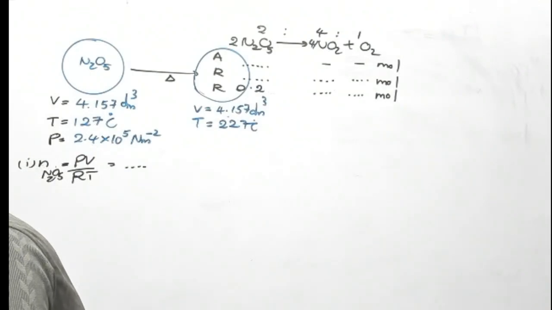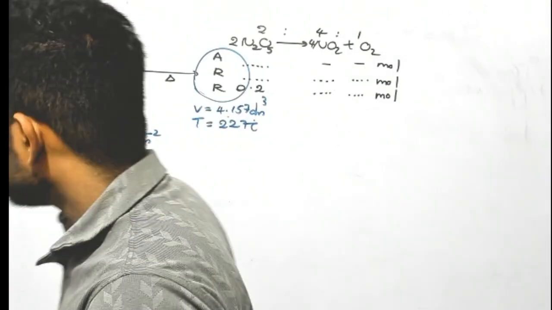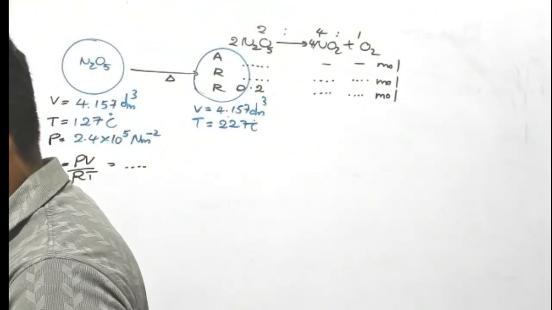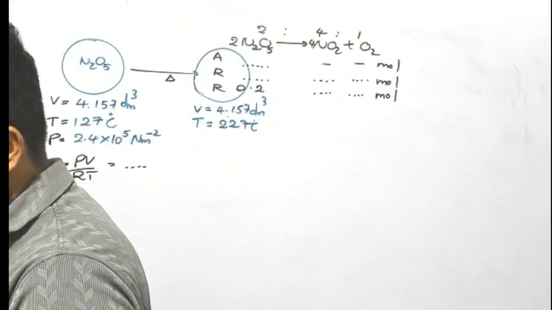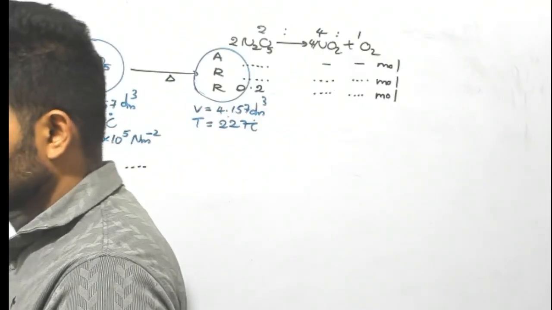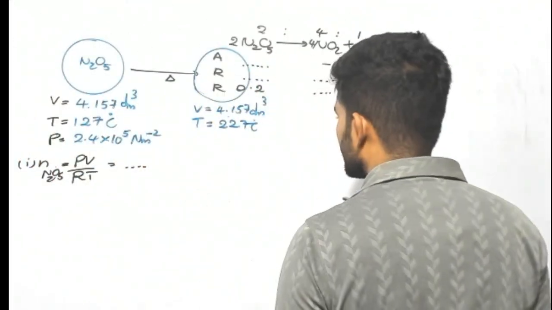Right, then find the moles of N2O5. Like I said, we need to apply PV equal nRT for that one. And find the total moles of gases present at 227 Celsius after decomposition is complete. For that, I think we need the number of moles of N2O5. Let's go to the marking scheme. How many moles of N2O5 was there? 0.3. Now look, the substitution should be done exactly like this.